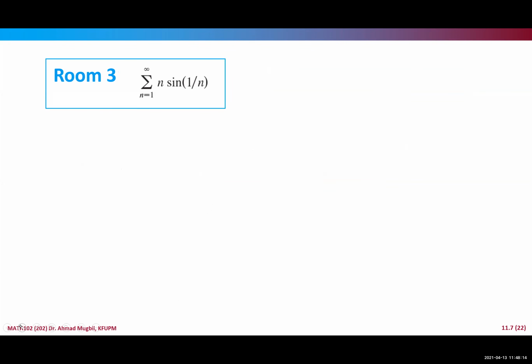Room number 3, Usama Wakid. Usama, what do you decide about this one, convergent or divergent? Usama, we cannot hear you. Divergent. We used it in our group, by the limit comparison test. By the limit comparison test with what? You compare it with what? With 1 over n.